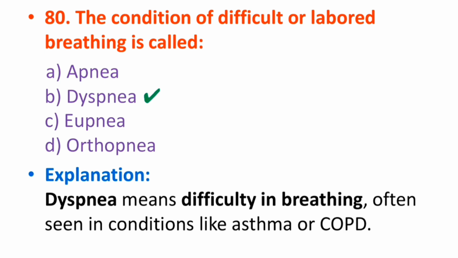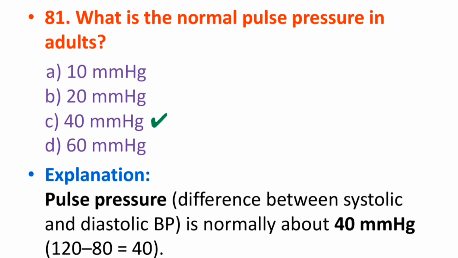The condition of difficult or labored breathing is called: option A, apnea; option B, dyspnea; option C, eupnea; option D, orthopnea. The correct answer is option B, dyspnea. Dyspnea means difficulty in breathing, often seen in conditions like asthma or COPD.